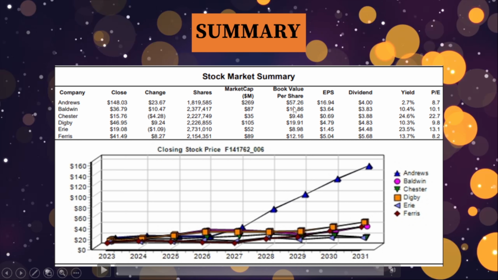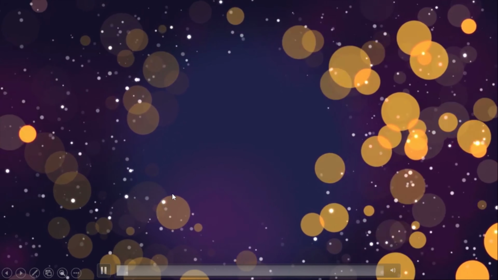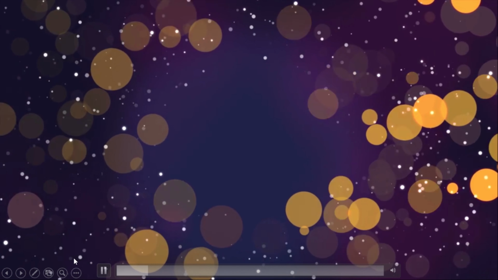Then the book value per share, then the earnings per share, then the dividends, then you have the yield, and here we have price per equity.